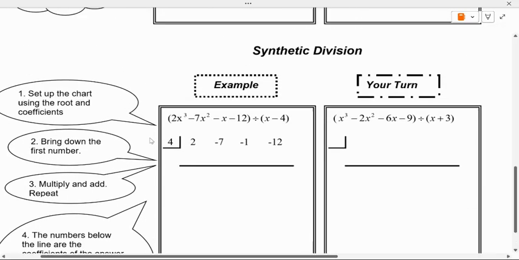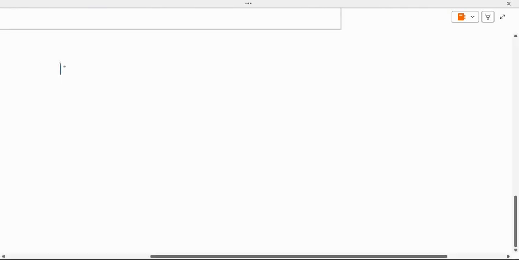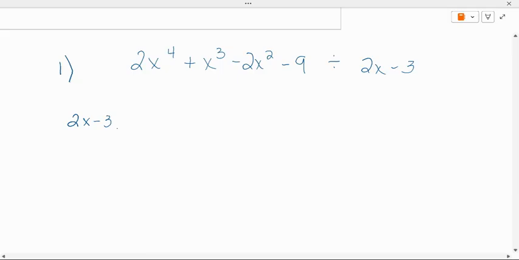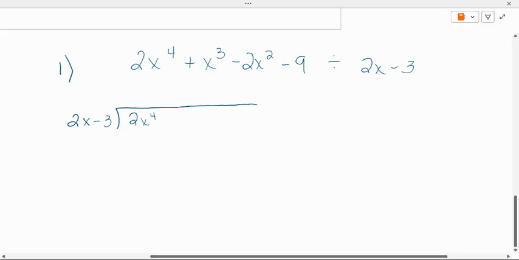All right, so number 1, maybe I'll just write mine out because I don't know where my sheet is. Number 1, I have 2x to the 4th plus x cubed minus 2x squared minus 9 divided by 2x minus 3. So here's how we're going to set it up. I have 2x minus 3 on the outside. That's my divisor. And 2x to the 4th plus x cubed minus 2x squared minus 9.